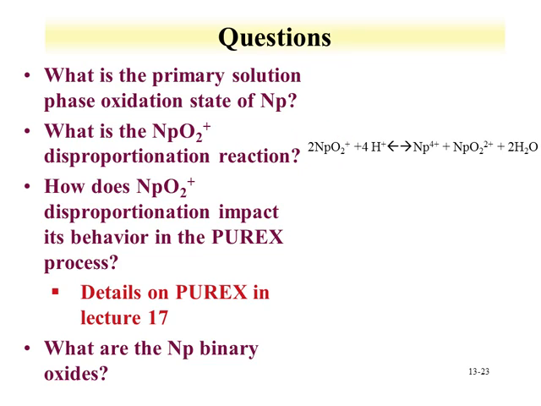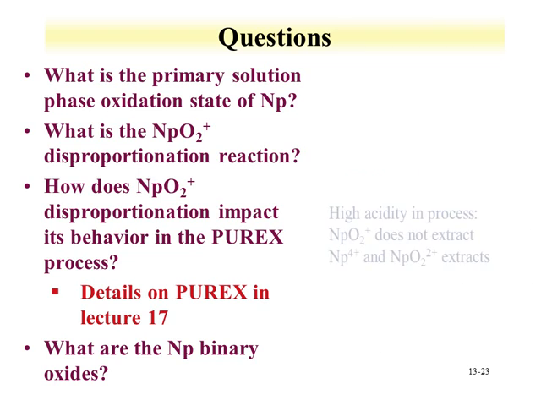How does this neptunium disproportionation reaction impact the Purex process? We introduced the Purex process in this lecture. We'll have some details on this process in lecture 17. But the process is used to remove uranium and plutonium from spent fuel. During the separation process, neptunium-5 does not extract in the Purex process. However, the process is acidic, so you can get disproportionation of neptunium to the 4 and to the 6 oxidation state, and both these extract.